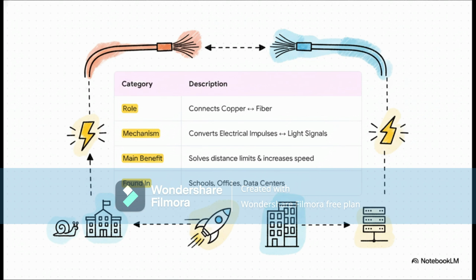What's its role? To connect copper and fiber cables. What's the mechanism? It converts electrical signals to light signals, and don't forget, back again. What's the main benefit? It solves distance problems and boosts your speed. And where do you find them? In places like schools, offices, and data centers. Honestly, this is the perfect slide to screenshot for your study notes.